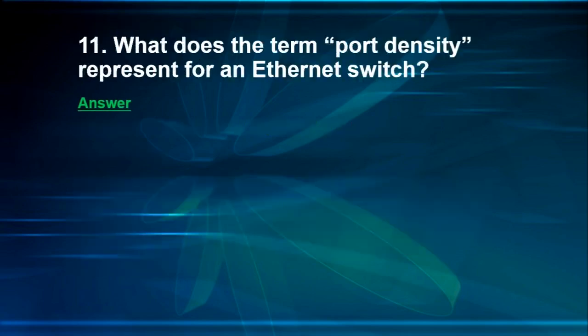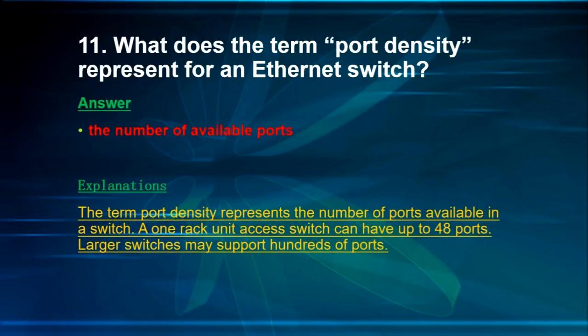On question 11, what does the term port density represent for an Ethernet switch? The answer is the number of available ports. Explanation to this is the term port density represents the number of ports available in the switch. One rack unit access switch can have up to 48 ports. Larger switches support up to hundreds of ports.